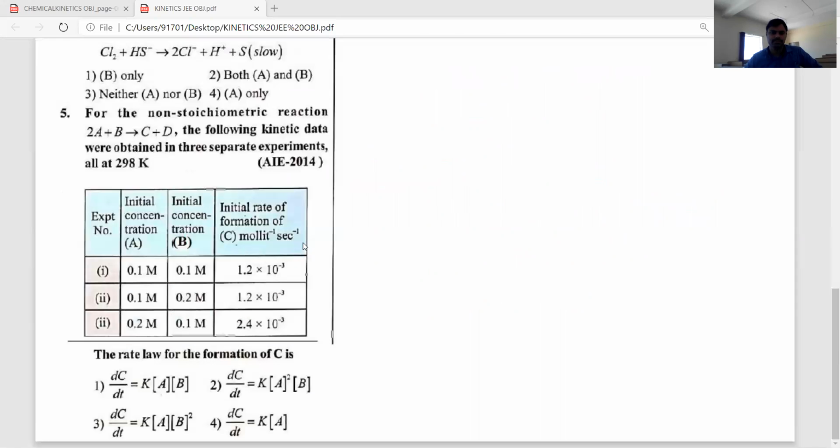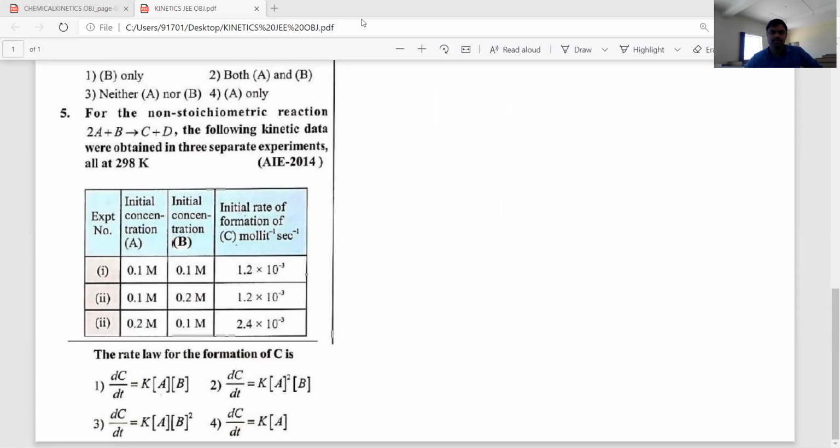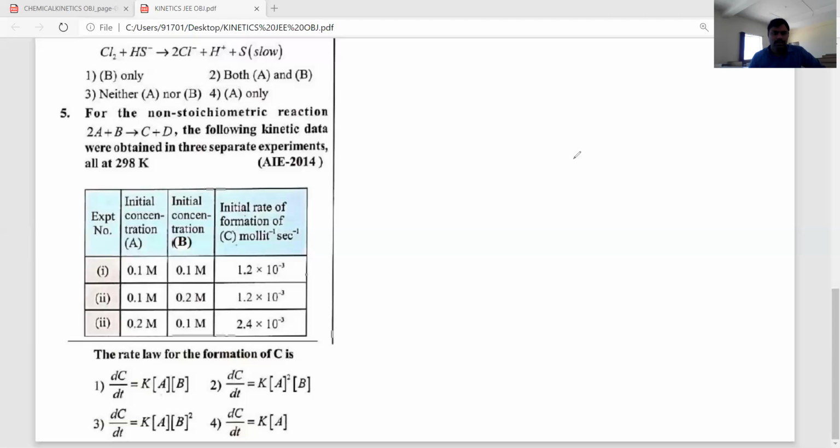Okay, let's see the fifth question. The fifth question: 2A plus B is converted into C plus D. See here, they gave the initial concentrations of A and B, and the rate of formation. For this case, what is the correct expression for the rate of formation of C? Rate of formation of C, that is dC by dt, is equal to the rate.